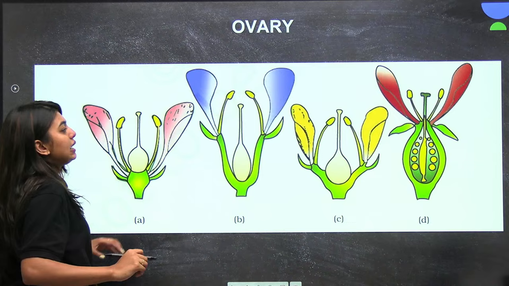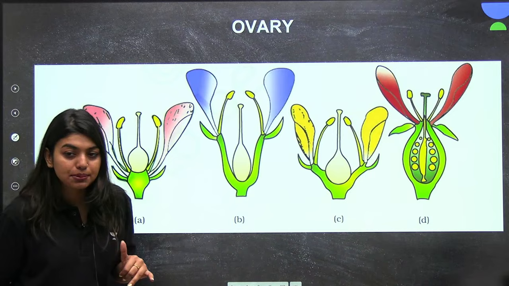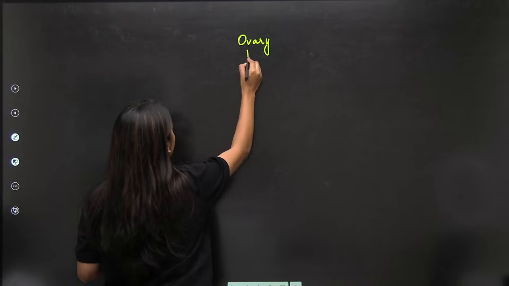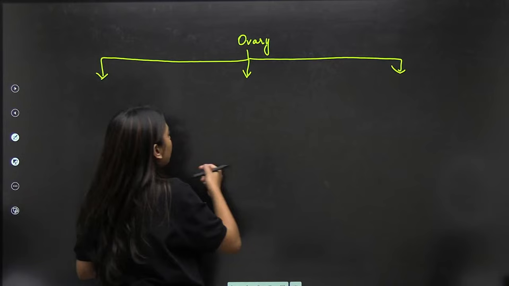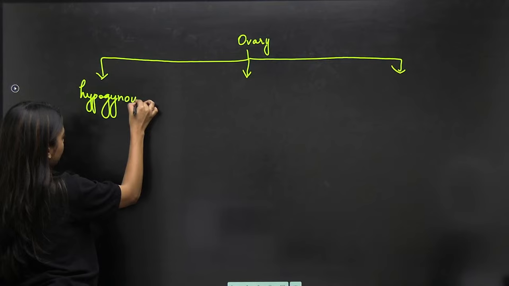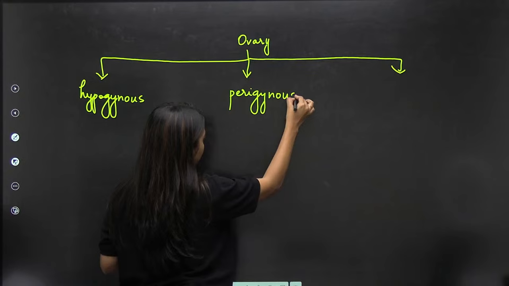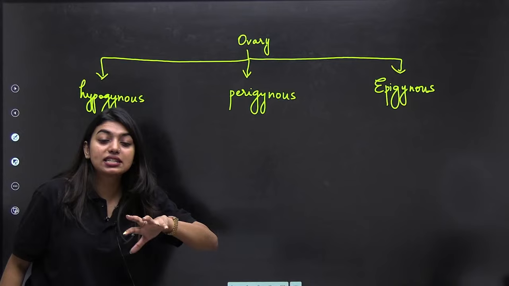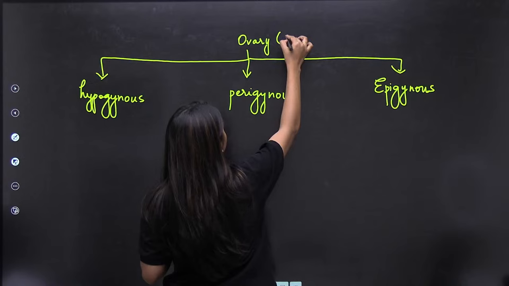Depending on where the ovary is placed, we can categorize them into three types. The first one is called hypogynous, then perigynous, and epigynous. Clear to all of you? Hypogynous, perigynous, epigynous. What is this? Depending on where the ovary is placed. Got it? Depending on the placement of ovary.